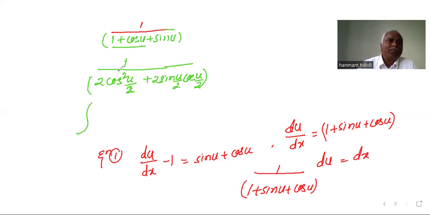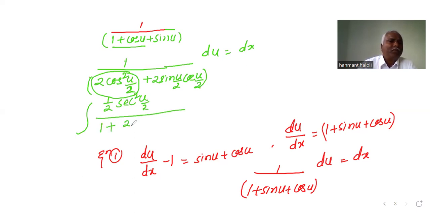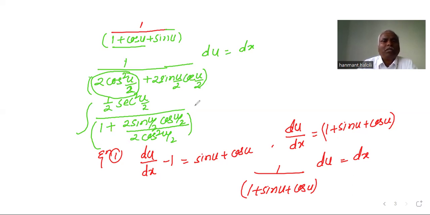So here du is equal to dx. Dividing the numerator and denominator, the numerator becomes 1 upon 2 cos square u by 2, which is nothing but 1 upon 2 sec square u by 2. The denominator is 1 plus 2 sin u by 2 cos u by 2 divided by 2 cos square u by 2. And this is du equal to dx.